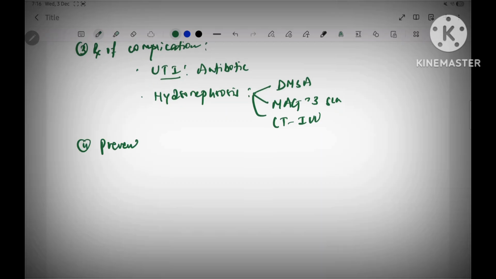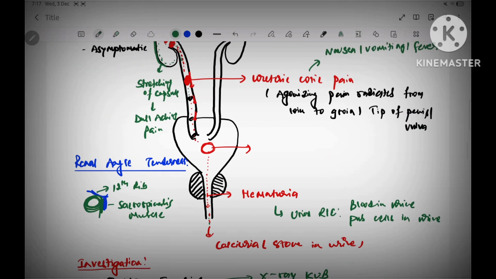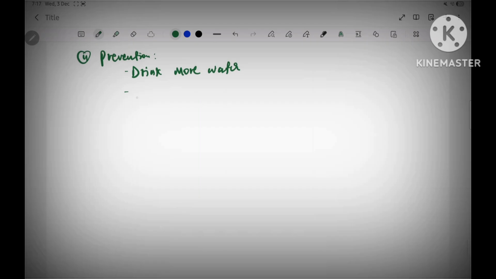So how can we prevent? Simply just drink more water. And if the renal stone is in the ureter, then jumping movement like skipping also helps in passing the stone through the ureter to the urinary bladder.